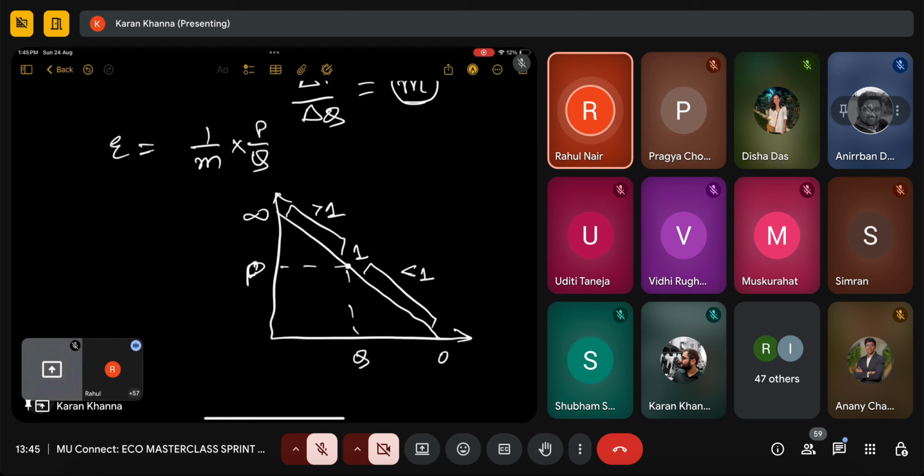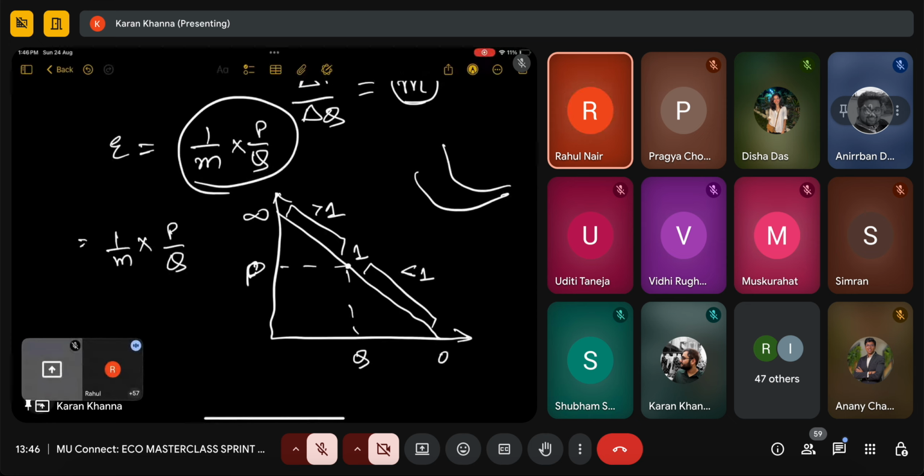We'll calculate this through this particular formula, 1 by m multiplied by p by q. So 1 by m is fixed, right? Because m is the same across the slope. Again, we have assumed that it's a straight line. If it's a hyperbola, the slope would be different at different points. But for simplicity's sake, we assume that it's a straight line, and 1 by m is constant, right?